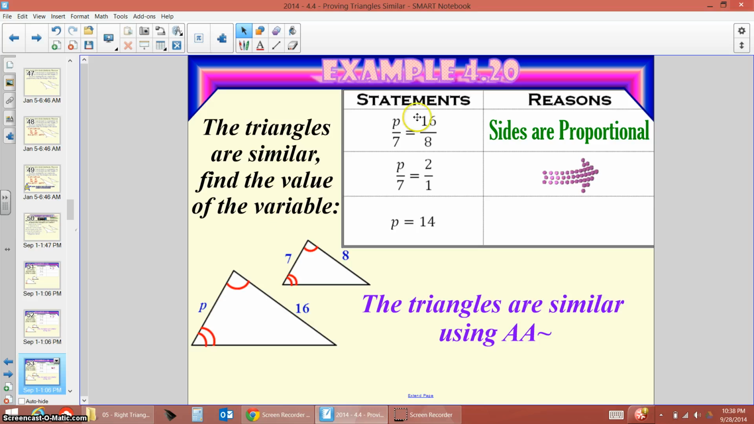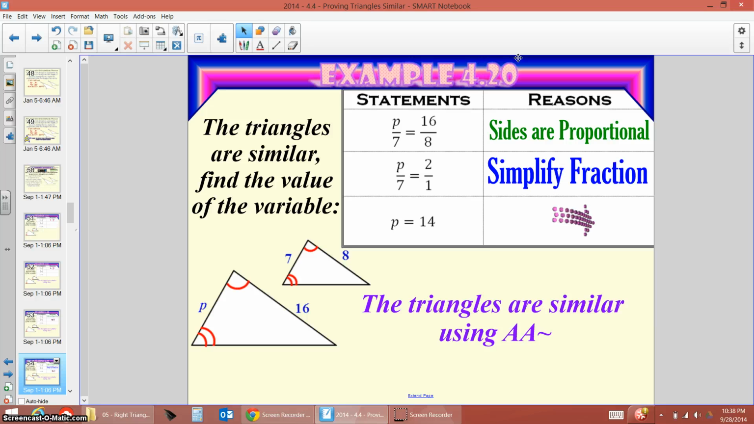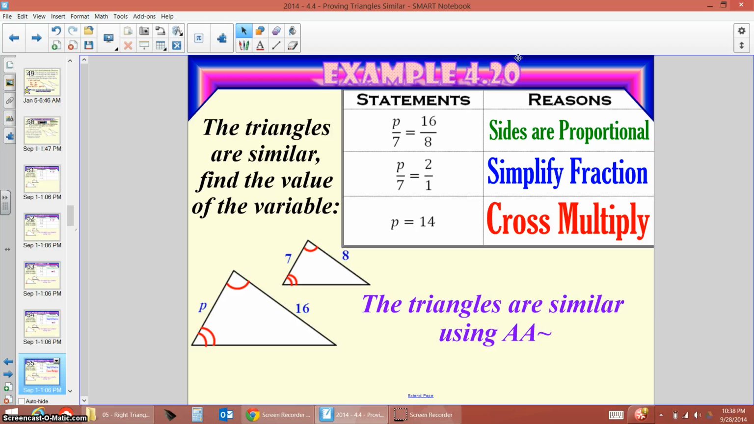Now, how did I get from this statement here to down here? Well, it looks like the only thing that changed was that fraction, so I'd put down reduce or simplify fraction. My next step would be cross multiply. And if you'll notice when we cross multiply, we get P times 1, which is just P, and 7 times 2, which is 14. So my answer is 14.